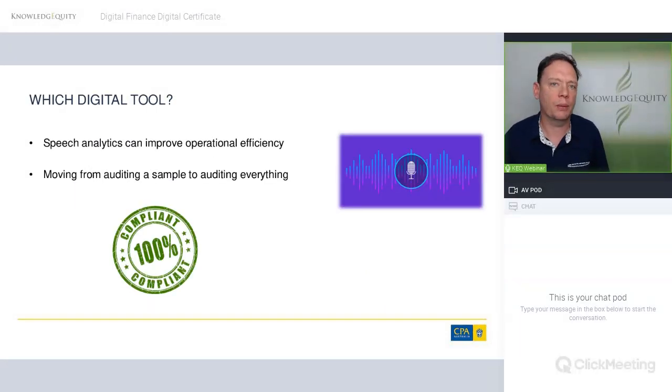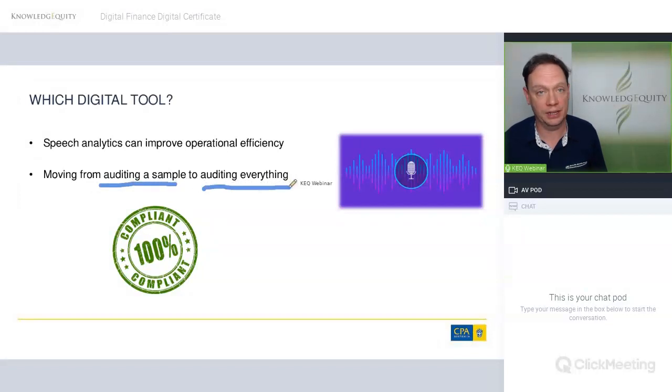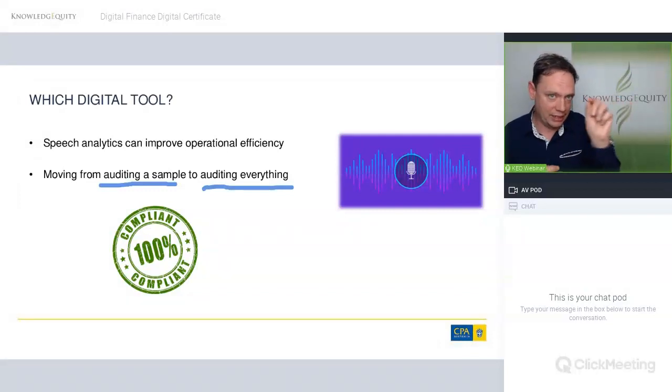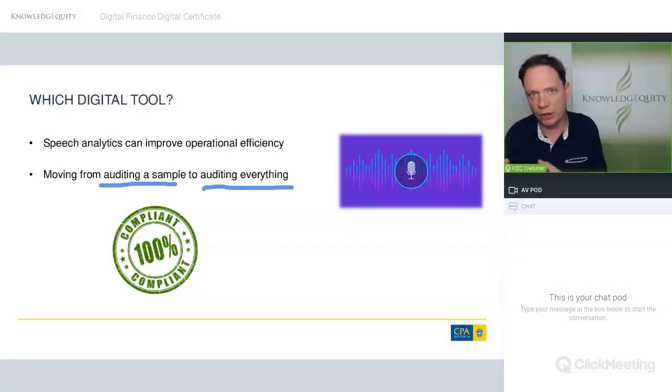So what they did, they went out to market and had a look around, and specifically they focused on speech analytics. How could they improve the operational efficiency and the effectiveness of what they needed to do? They also liked this idea of going from auditing a sample to auditing everything. It's the risk-averse nature of financial institutions. If you can audit every single one, at least at a level 1 audit, then we can focus in and feel more comfortable that we don't have compliance risks.